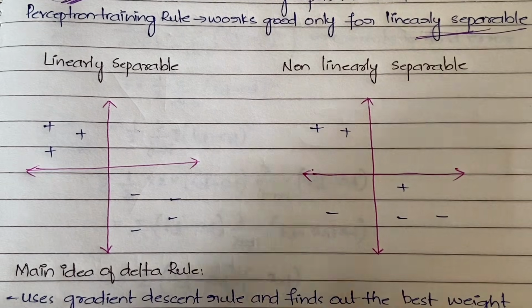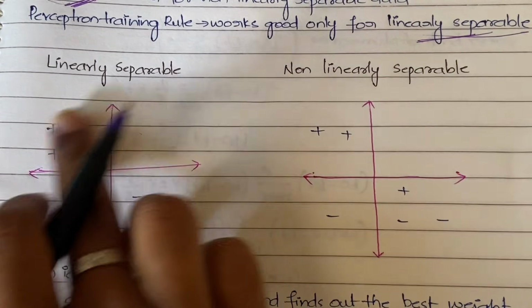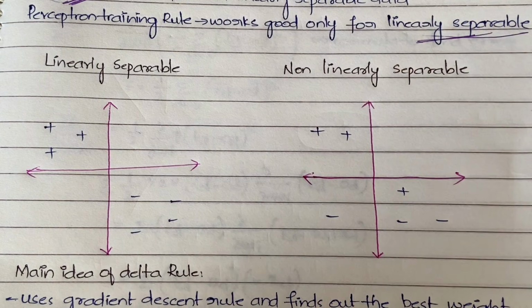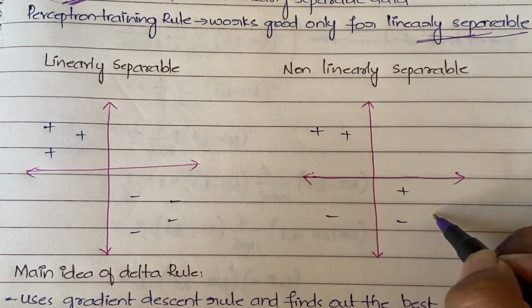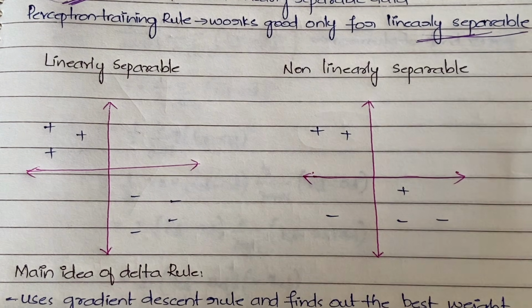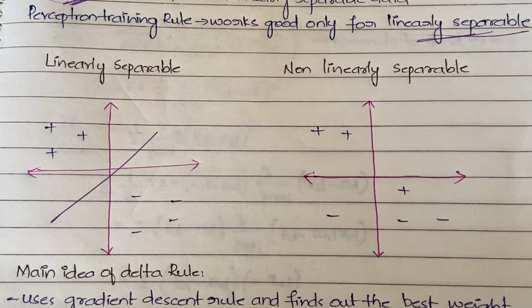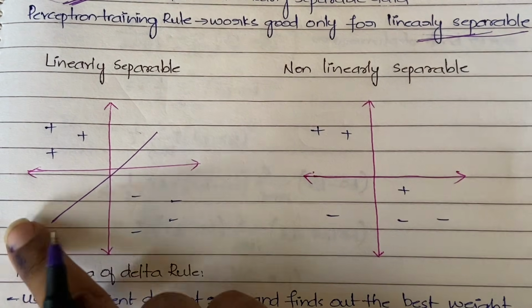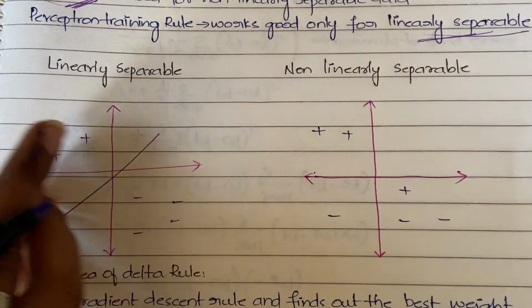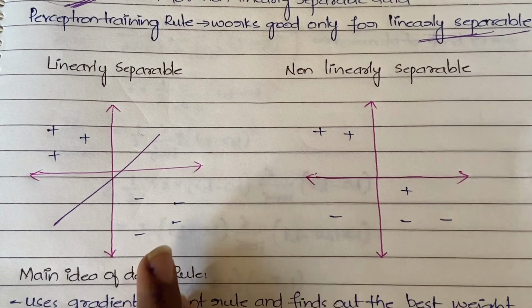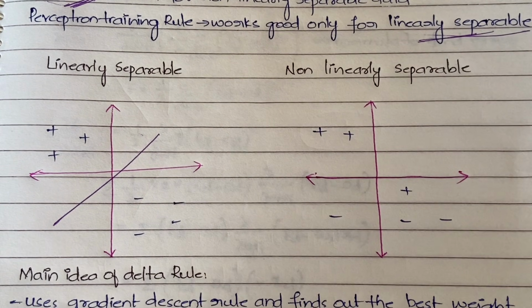See, you have some set of data here. The difference between linearly separable and non-linearly separable is this: here positives are one type of data and negatives are another type of data, and here also positives are one type and negatives are another. If you are able to separate the two different types of data with a single straight line, then that is called linearly separable. With the help of a single straight line, you are able to separate these positives and negatives, so they are called linearly separable data.